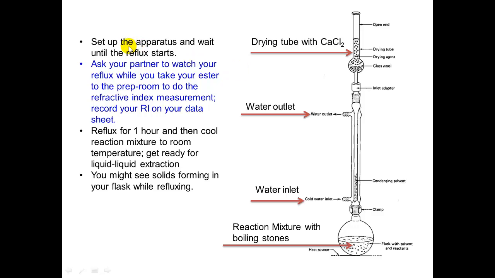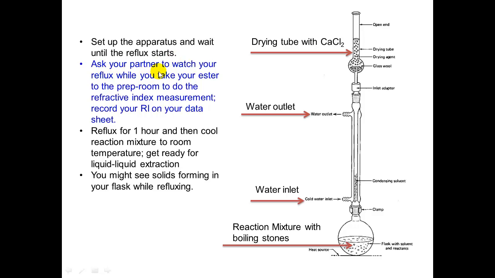Set up the reflux apparatus following the picture in this slide. Remember to prepare a drying tube with calcium chloride and attach this drying tube to the reflux condenser. Wait until the reflux starts.